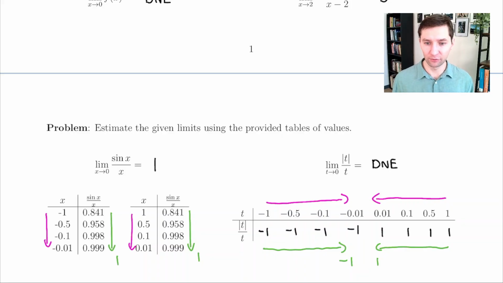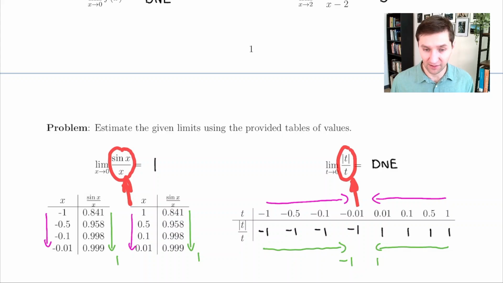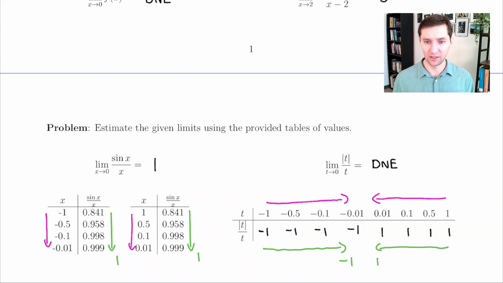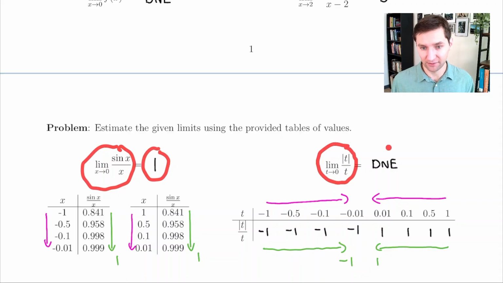I wanted to include this example because neither of these two functions is defined at the input of 0. You cannot plug in 0 to this expression because then you would be dividing by 0. Even though these two expressions are not defined at 0, the first one has a limit at 0, and that limit is 1. The second one doesn't have a limit at t equal to 0.